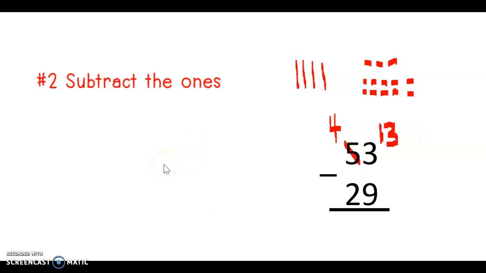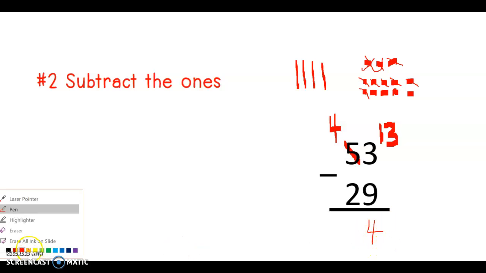All right, so now I'm going to subtract the ones. So I now have a total of 13 ones and I'm taking away 9 ones. So 1, 2, 3, 4, 5, 6, 7, 8, 9. I've crossed out 9 ones and I have a difference of 4 left. So 13 ones, take away 9 ones, leaves me with 4 ones.